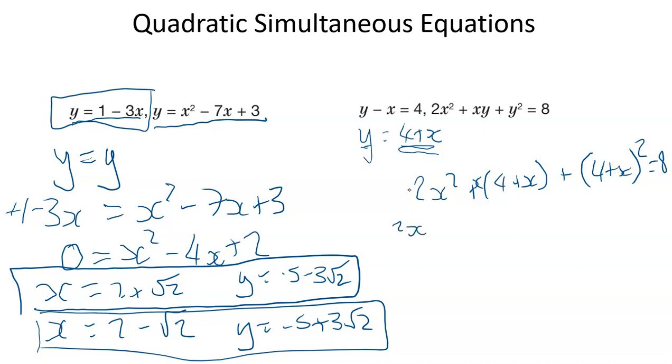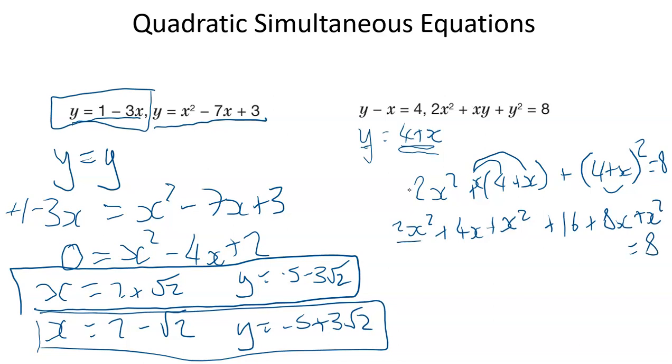So we've got 2x squared plus 4x, timesing out this bracket, plus x squared, plus, and then squaring this, we're going to get 4 squared is 16. You get double the 4 times the x, so that's plus 8x plus x squared, and it equals 8. So just squeeze that in. So a bit of gathering together now. 2x squared, an x squared, and an x squared is 4x squared. We've got 4x and 8x, so that's 12x. We've got 16, but we have to take away the 8 from the other side, so that's going to be plus 8, and that equals 0.